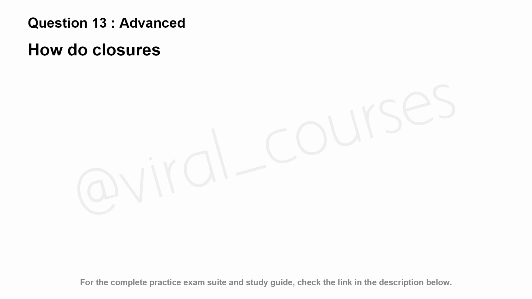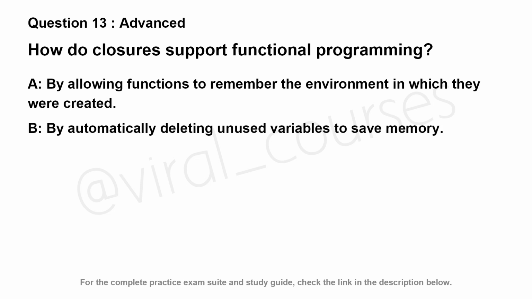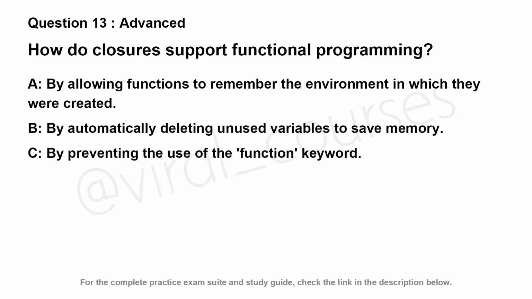How do closures support functional programming? Option A. By allowing functions to remember the environment in which they were created. Option B. By automatically deleting unused variables to save memory. Option C. By preventing the use of the function keyword. Option D. By forcing all variables to be constants.